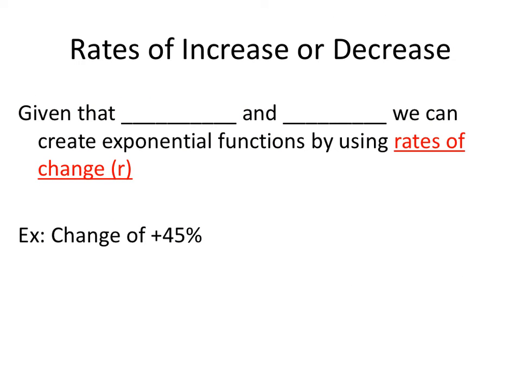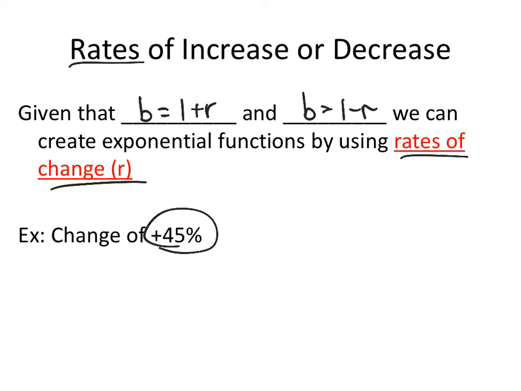And so what we can do with that information is that we can have, or we're given, rates of increase and decrease. And so given the fact that b is equal to 1 plus r for growth, or b is equal to 1 minus r for a decay, we can use what we call rates of change, not necessarily similar to slope, but we can use values that we're trying to change. So an example of that is I want to change something by 45%.